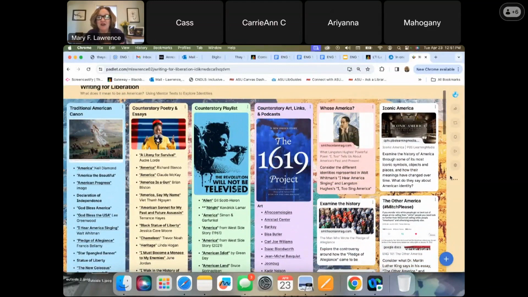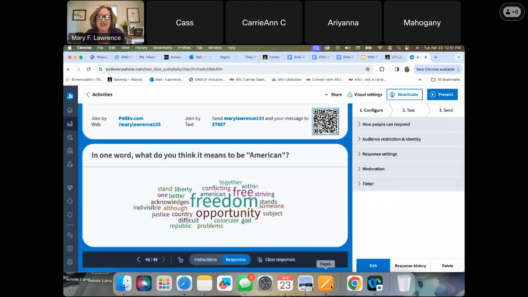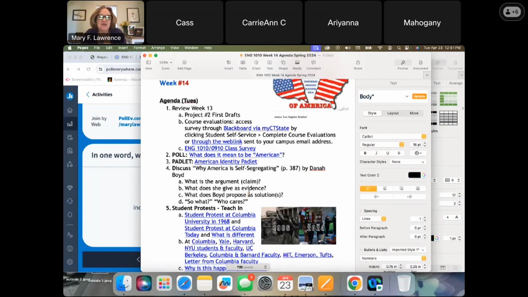Now, I don't expect you to open everything because we wouldn't have time to do it. But like I said, I'm going to have you choose one song or poem that you think represents your idea of what it means to be American. Not right now, but we'll get to it. The reason I say that is because that Padlet has different perspectives, and that kind of gets at what this essay is all about, called Why America is Self-Segregating.